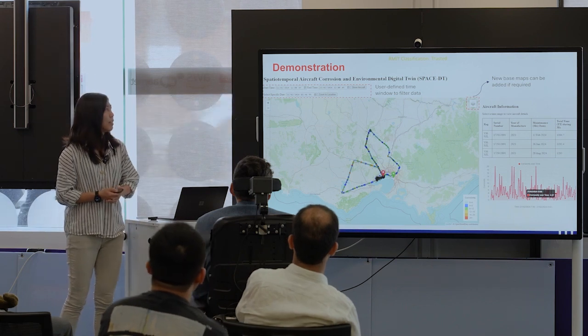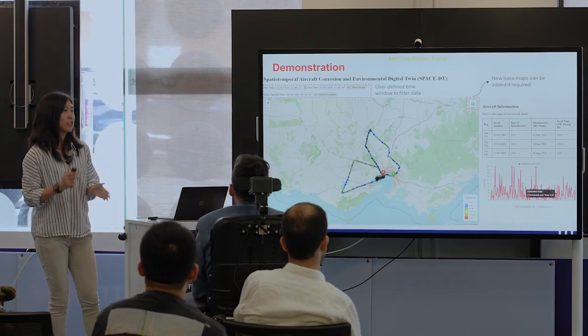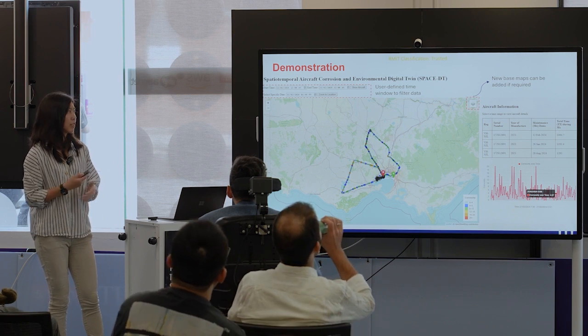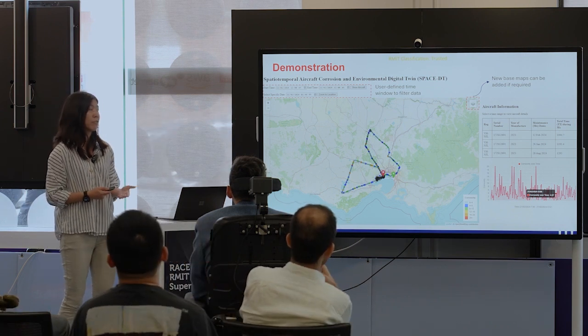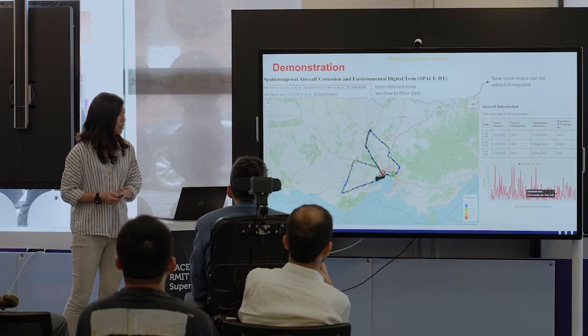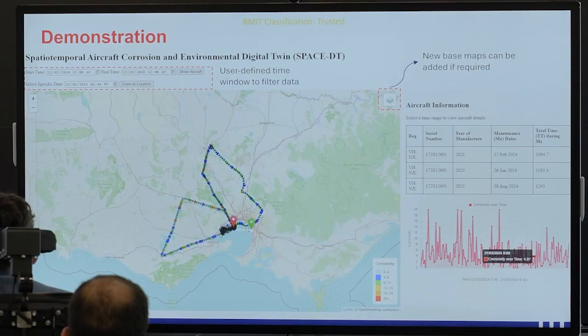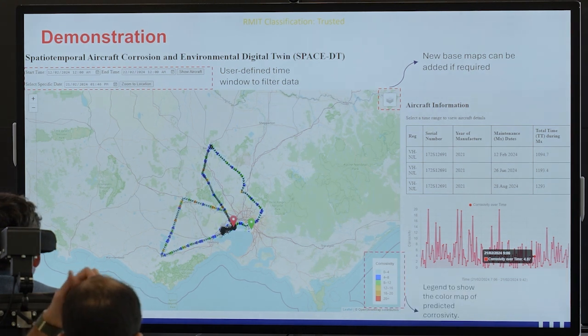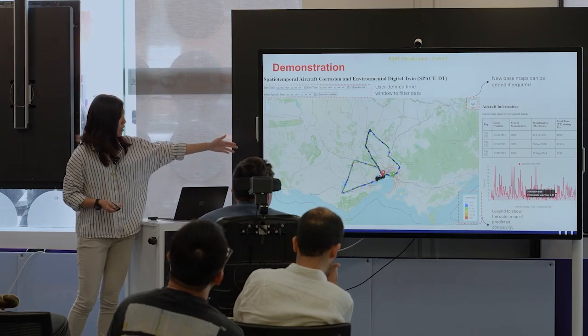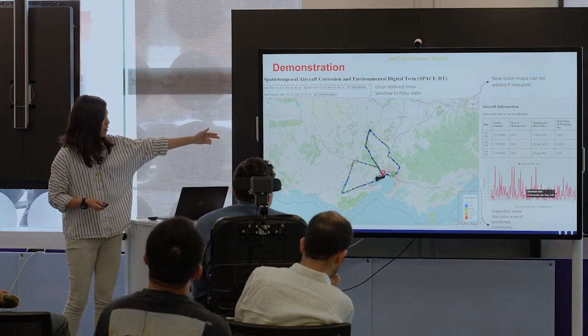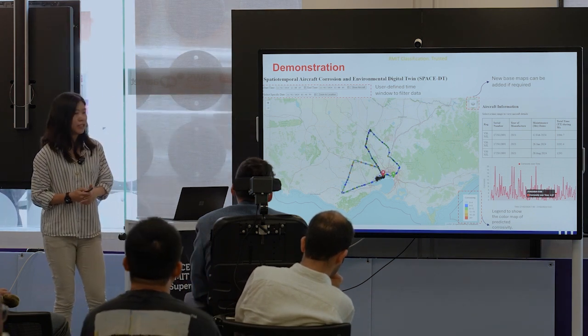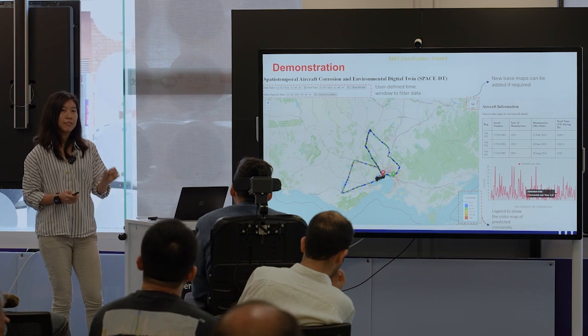On the map, there's an option to change the type of visual layout, what kind of base maps the user prefers to look at. For example, this one is a map from OpenStreetMap, but if the user prefers to look at something like Google Maps, that can be changed as well. Here is the legend to show the color mapping of the outputs of the corrosion prediction model, which is reflected on the plots. All these icons are essentially the aircraft position at a certain time.